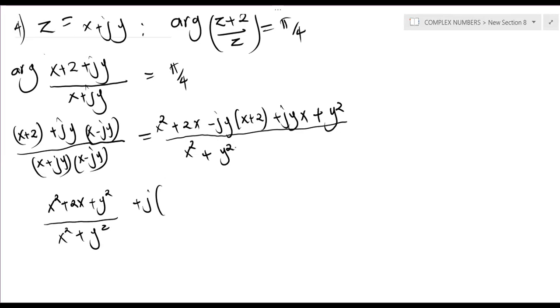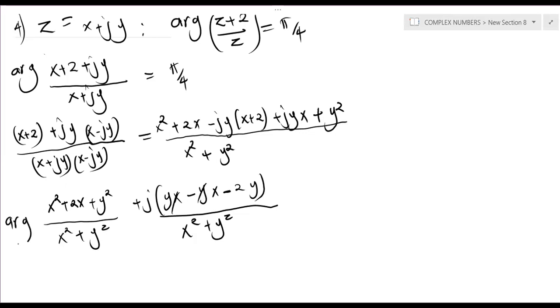Then I first of all start with this one. So that is yx. And then since I didn't take out the minus, the minus remains. So opening this up, we'll have minus yx minus 2y. And then all this is divided by x squared plus y squared. This and this cancels out. So the arg of this is what is equal to pi over 4.